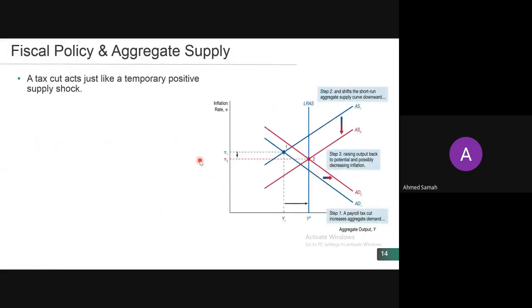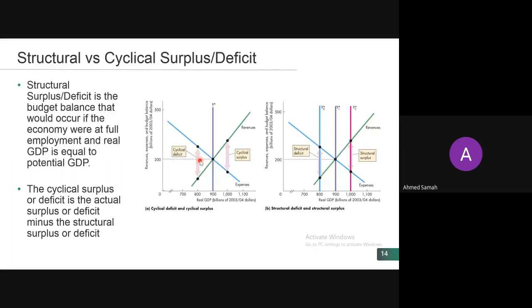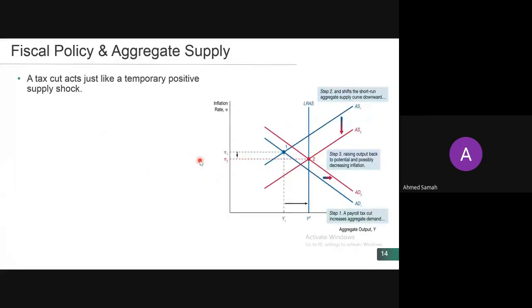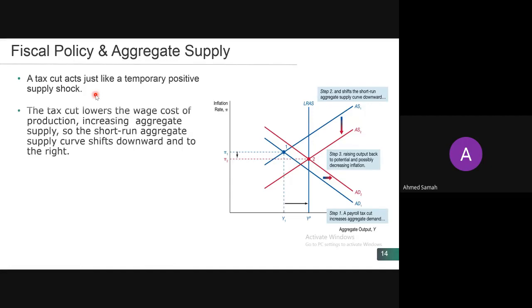Then I have talked about how fiscal policy actually affects the aggregate demand, but something to keep in mind is that fiscal policy can actually affect the aggregate supply as well. So for example, a tax reduction or a tax cut acts as a temporary positive supply shock. A tax cut lowers the wage cost of production, increasing aggregate supply. So the short-run aggregate supply curve shifts downward and to the right.